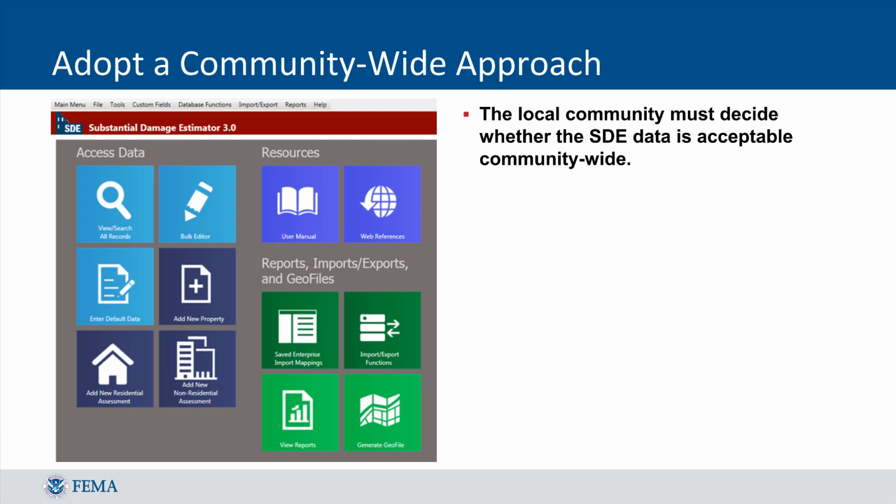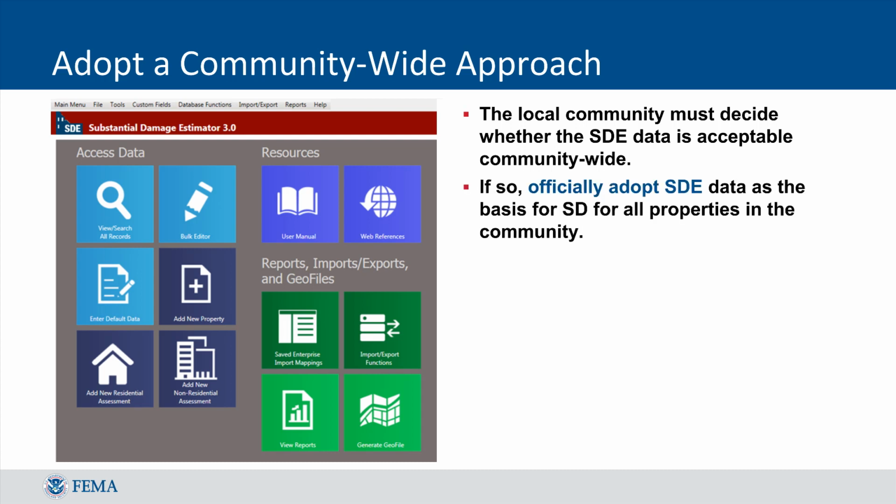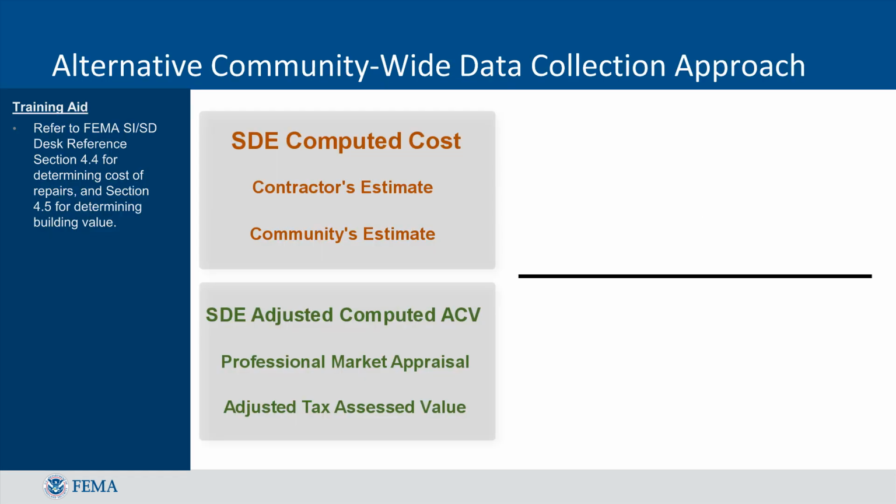Communities should adopt a collection approach that best suits their needs and that can be applied consistently throughout the entire community. If your community finds that the SDE data collected is acceptable, it may be adopted as the official determination for substantial damage for all properties in the community. If your community decides that the SDE data does not fully meet your needs, an alternate plan may be adopted. There are several different options allowed by the NFIP.